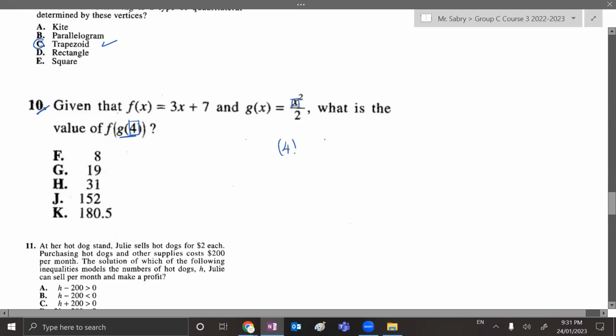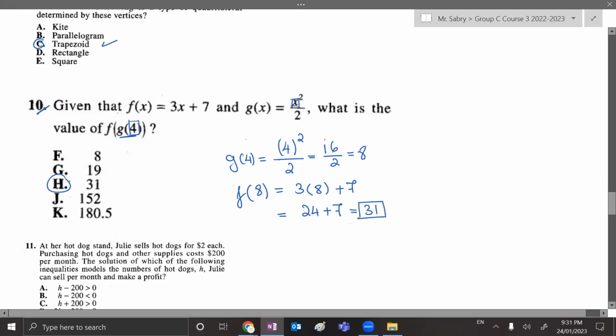So 4 in a bracket to the power of 2 over 2. This is g of 4. Once we got g of 4 اللي هي ب 16 over 2 يعني ب 8, دلوقتي this means إن إحنا عايزين نجيب f of 8 اللي هي f of g of 4. So f of 8 أعمل إيه؟ أروح للفانكشن اللي اسمها f remove its x وsubstitute ال 8 وبعدين plus 7. 3 times 8 would become 24 plus the 7, so that's a total of 31. That's your answer, H.